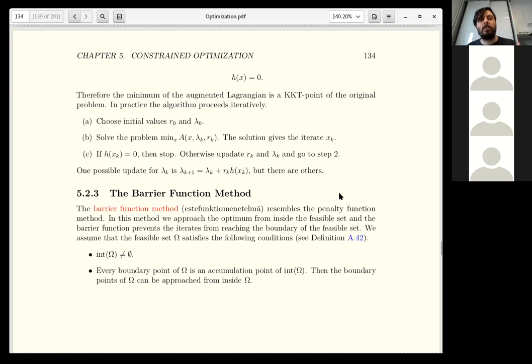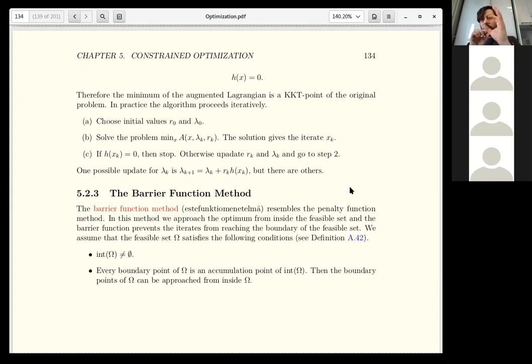The barrier function method, on the other hand, works in a different way. In this case, the interior points, well, obviously this works only when there are feasible interior points.